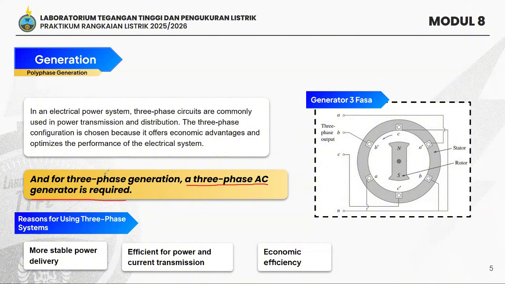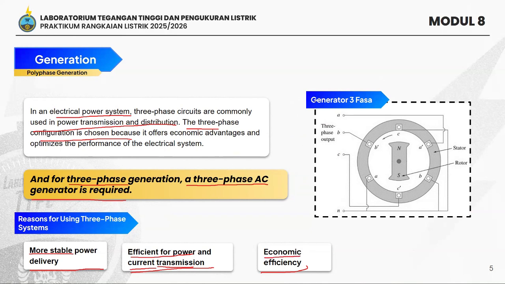And the reason why we use the three-phase case is because in electrical power systems, three-phase circuits are commonly used in transmission and distribution. And this three-phase configuration is chosen because of these three points: more stable, efficient for power and current transmission, and of course efficient economically too.